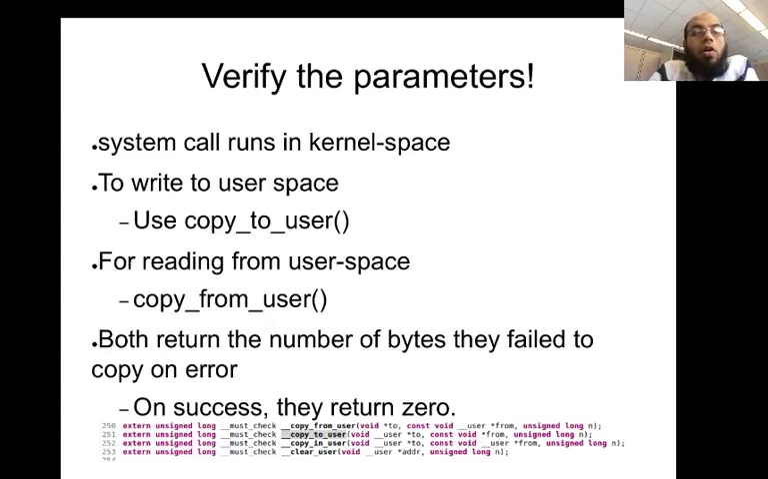For reading from user space, you have a copy_from_user function, which is basically, well, we do not trust the user to pass us arguments. We will basically copy from user space, we'll copy from the user memory whatever data the user is providing. Both of these functions will return the number of bytes they failed to copy on error. On success, they return 0 basically, because they have succeeded and thus all data has been sent.